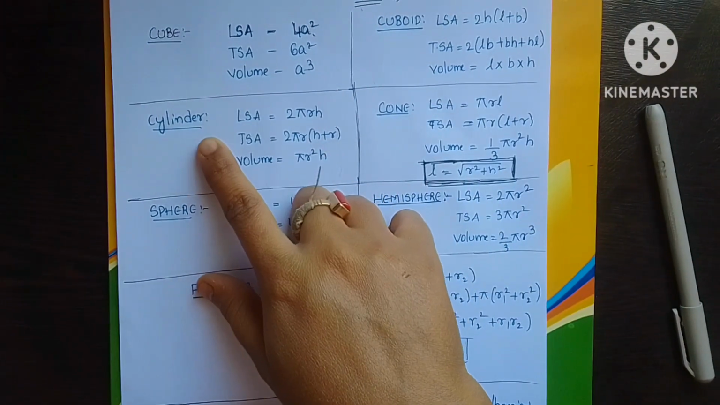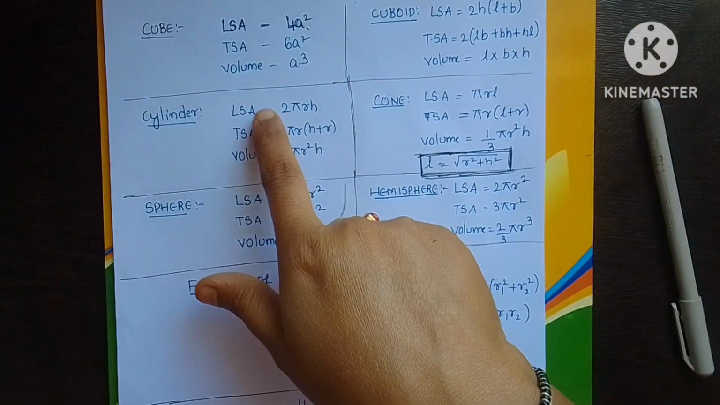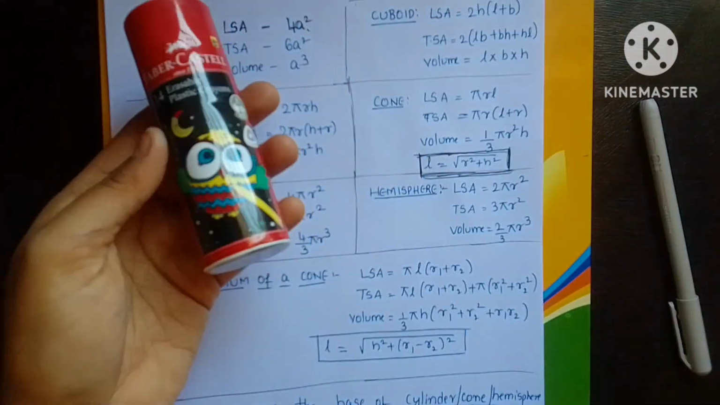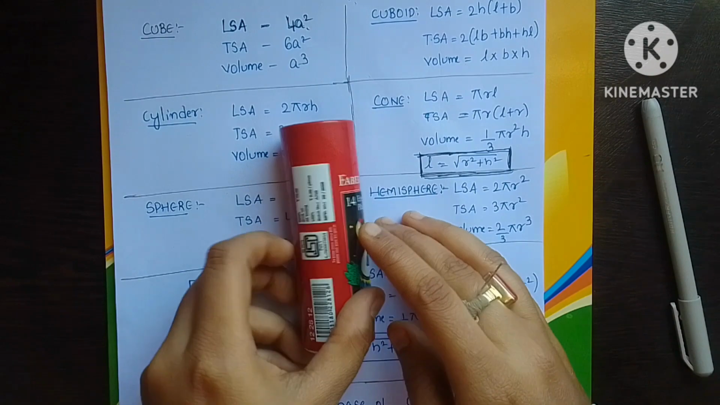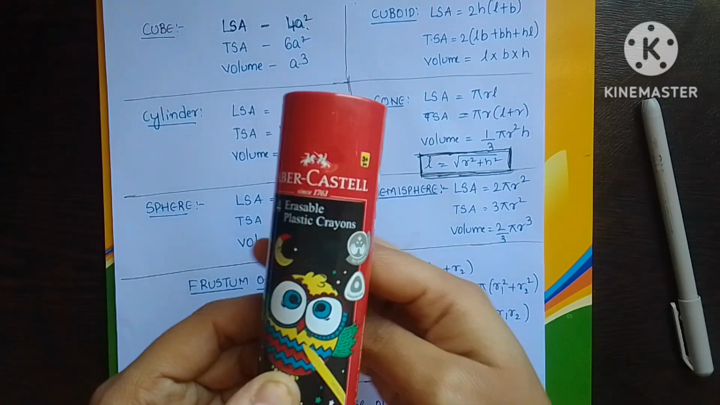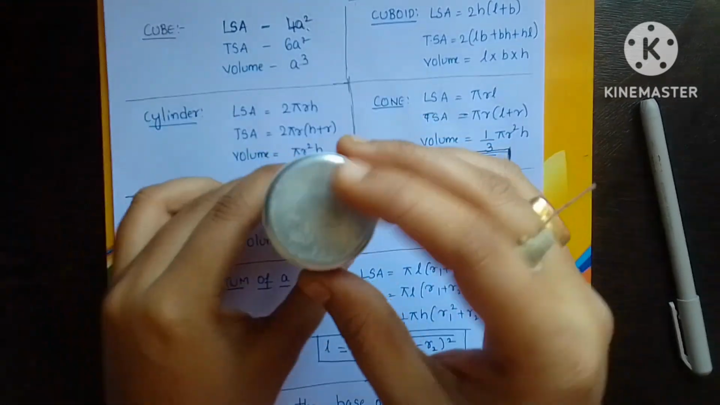And for the cylinder, lateral surface area is 2 pi r h. See the cylinder, lateral surface is 2 pi r h. So this is the cylinder. It is in the form of a cylinder only. 2 pi r h. Lateral surface means, I told, surrounding. So surrounding means circumference of a circle. It is in the form of a circle only, no?